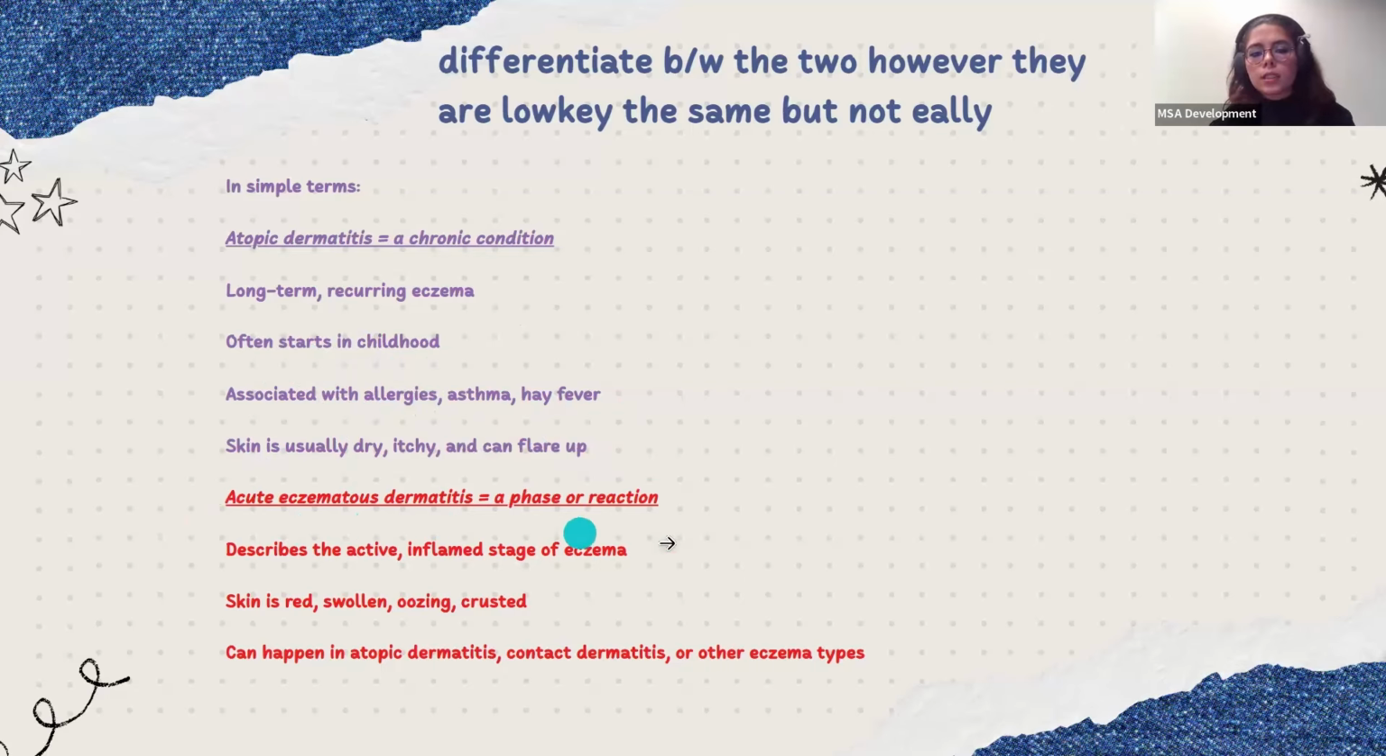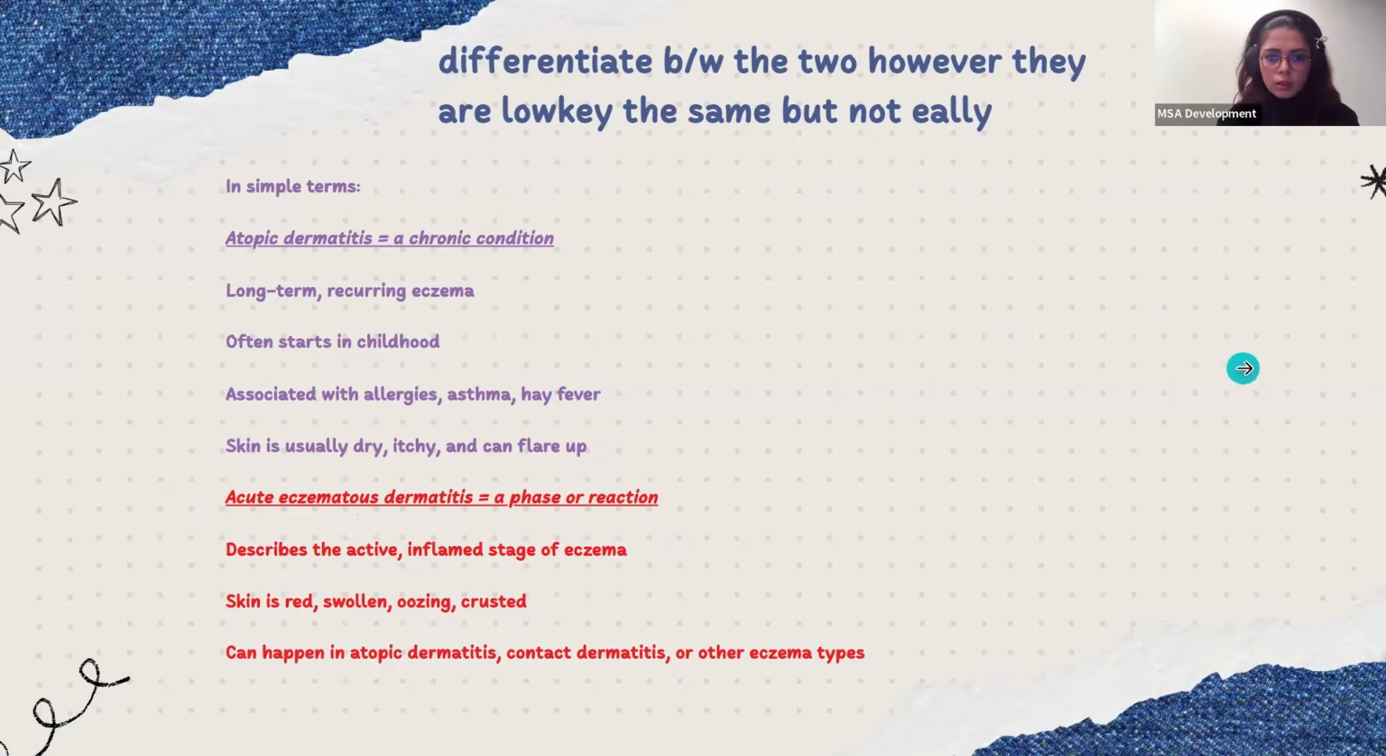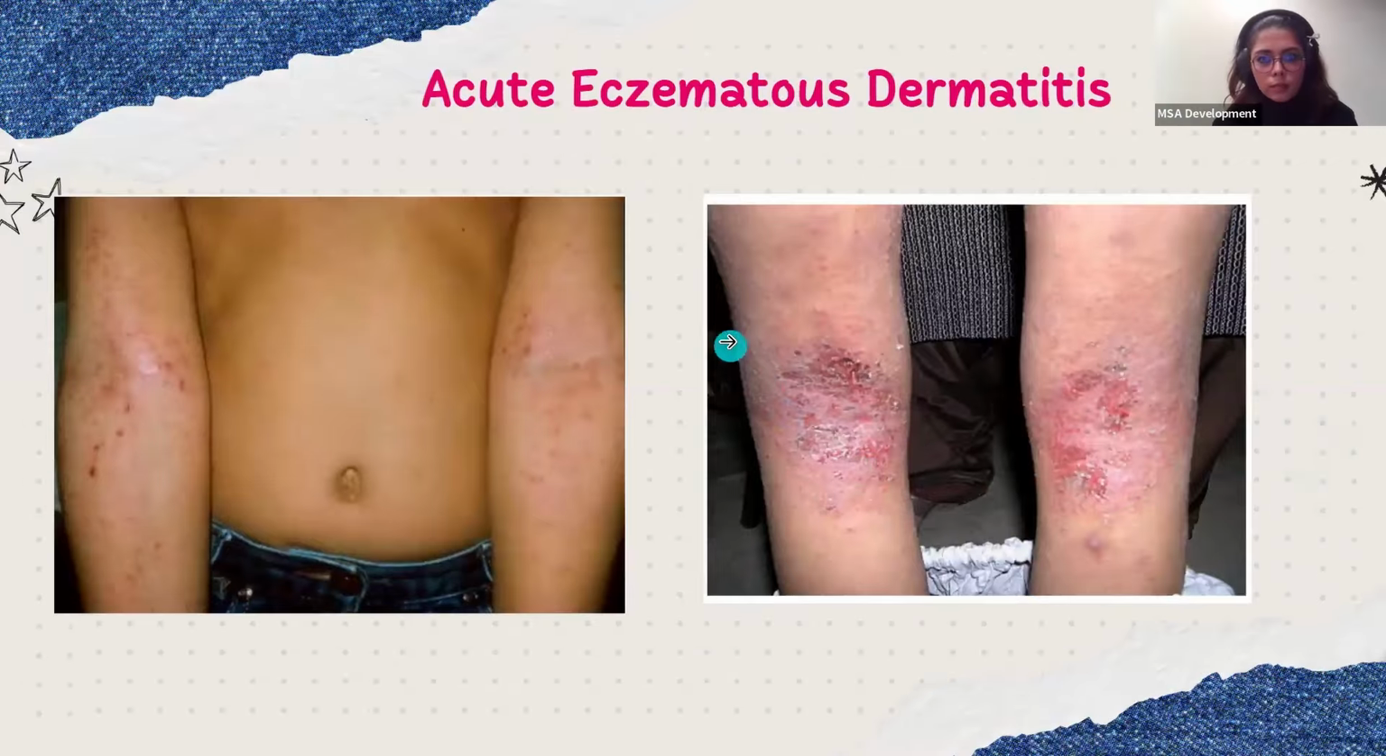Acute eczematous dermatitis is a phase or a reaction. It's the active inflamed stage of eczema. The skin is red, swollen, oozing, and crusted. It can happen in atopic dermatitis, contact dermatitis, or other eczema types. So in a way, think of atopic dermatitis as the big disease. Acute eczematous dermatitis can be a sign, or a symptom, or whatever you want to call it, of atopic dermatitis. These are more pictures of acute eczematous dermatitis.